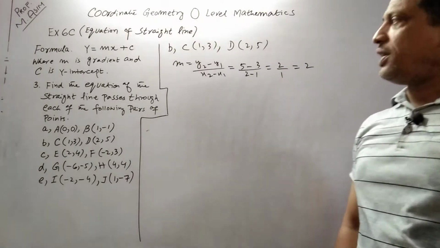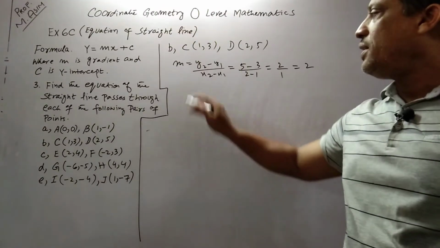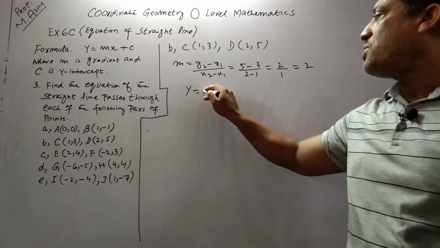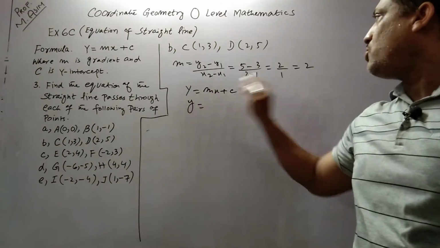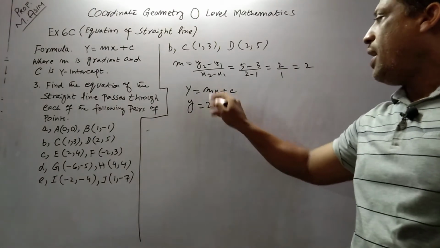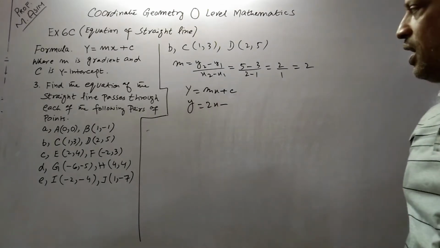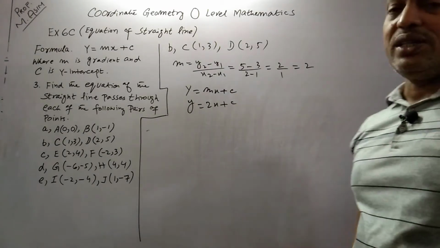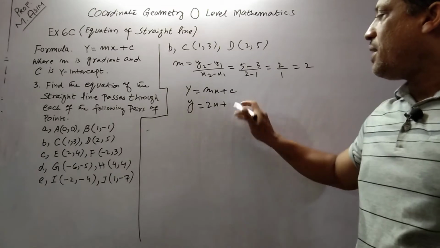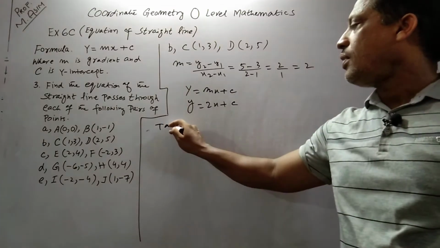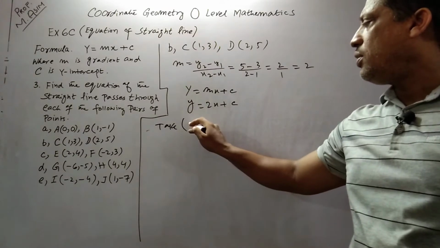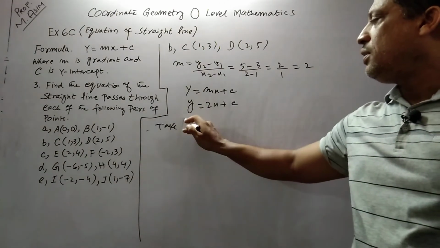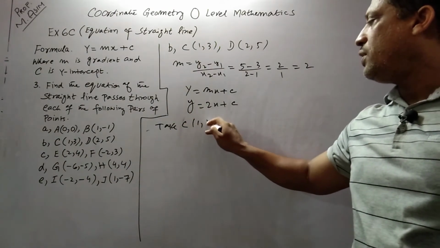I hope you understand. Now the second step is, write the formula of a straight line: y = mx + c. What is m? m is 2. Place the value of m, y = 2x + c. What is the next step? The next step is take any point, C or D. I am taking point C, (1, 3).